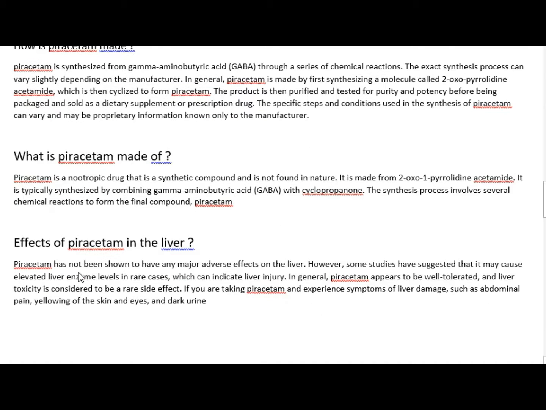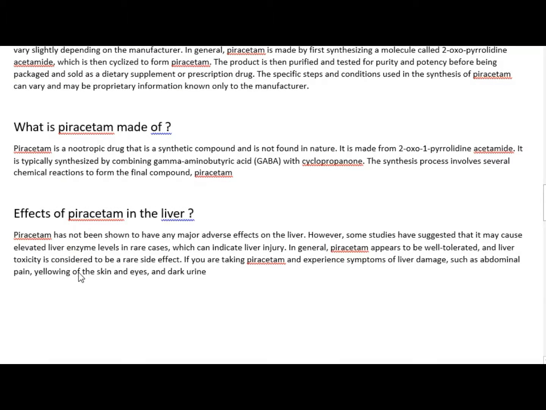Effects of piracetam on the liver. Piracetam has not been shown to have any major adverse effects on the liver. However, some studies have suggested that it might cause elevated liver enzymes in rare cases, which can indicate liver injury. In general, piracetam appears to be well tolerated, and liver toxicity is considered to be a rare side effect. If you are taking piracetam and experience symptoms of liver damage, such as abdominal pain, yellowing of the skin and eyes, and dark urine.